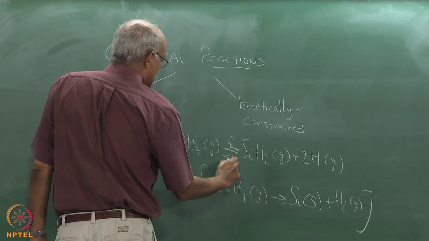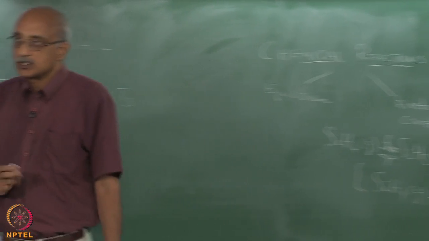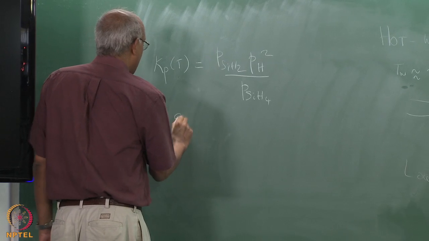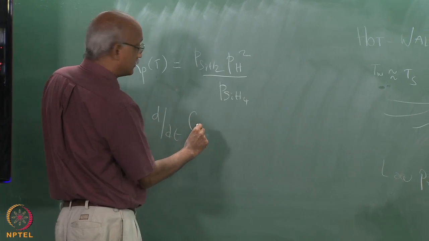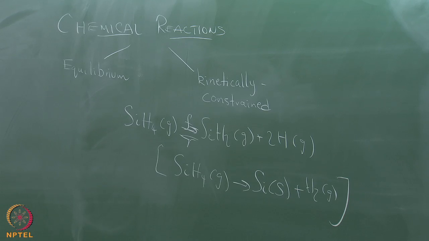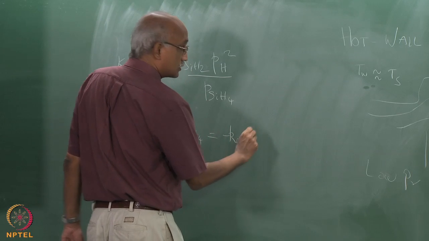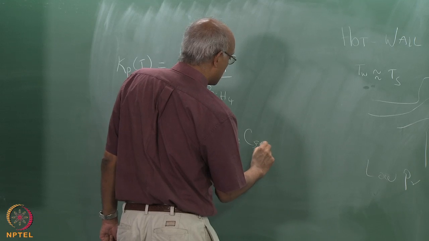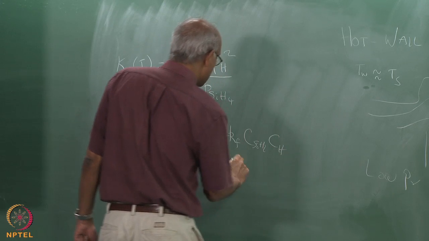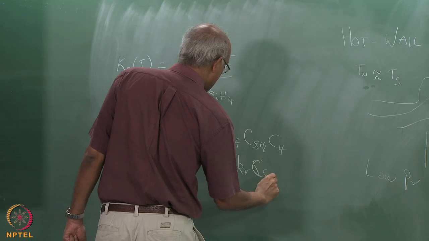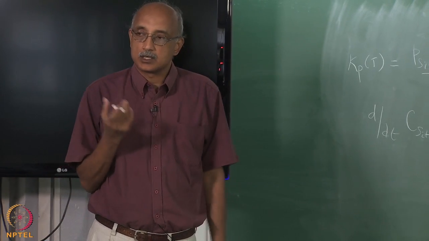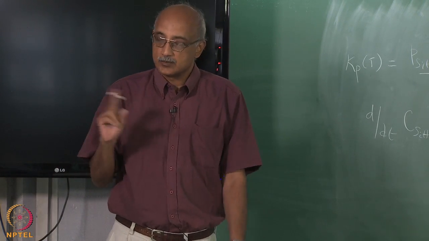So, let us say that this is the forward reaction and this is the reverse reaction. Then in the case where the reaction is kinetically limited, you have to write d by dt of the concentration of SiH4 equals minus kf times the concentration of SiH2 times the concentration of hydrogen, plus kr times the concentration of SiH4. So, you have to write it as a rate equation, right? And you have to look at how the concentration changes for a given combination of kf and kr.